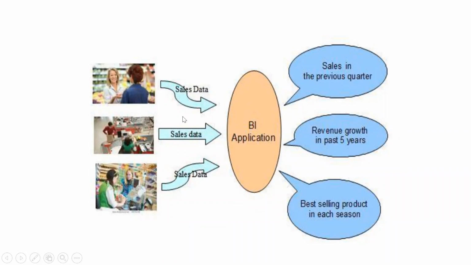We collect the data and put the data in the BI application. And what will the BI application do? It's a very high-level diagram. The BI application will tell us the sales in the previous quarter, this kind of question. Revenue growth in the past 5 years. Best selling product in each season. So this kind of question can easily be answered by the BI application. Now, how this can be done by the BI application, step by step, we will be learning.